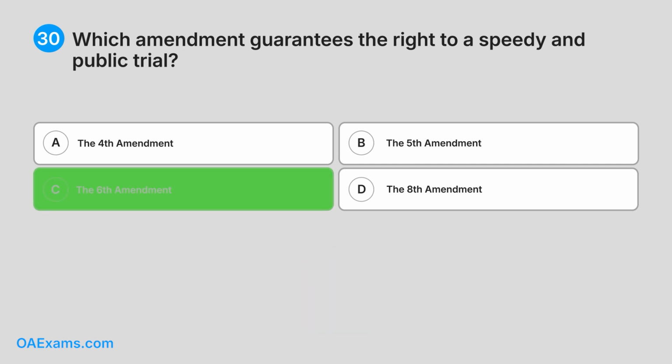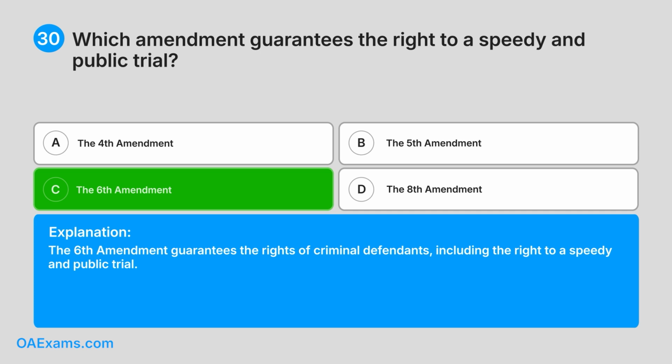Correct answer: C. The Sixth Amendment. Explanation: The Sixth Amendment guarantees the rights of criminal defendants, including the right to a speedy and public trial.